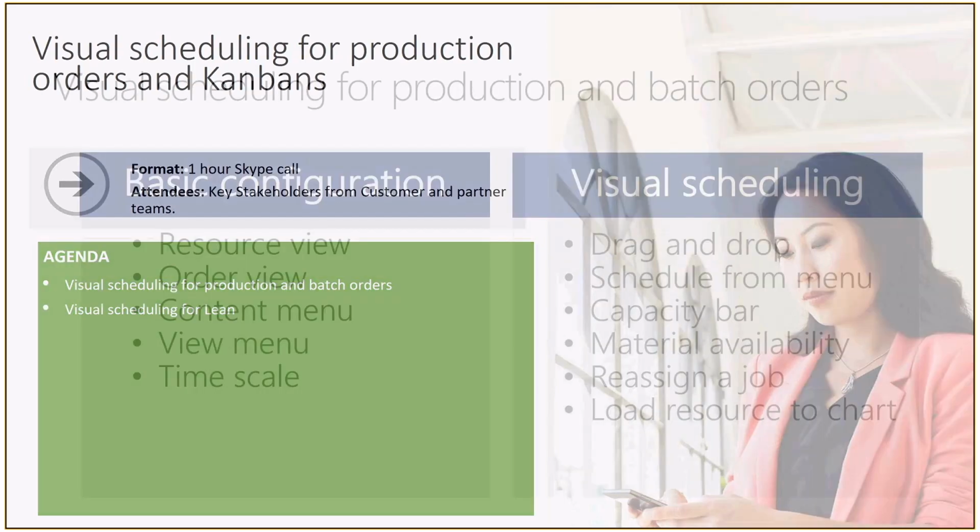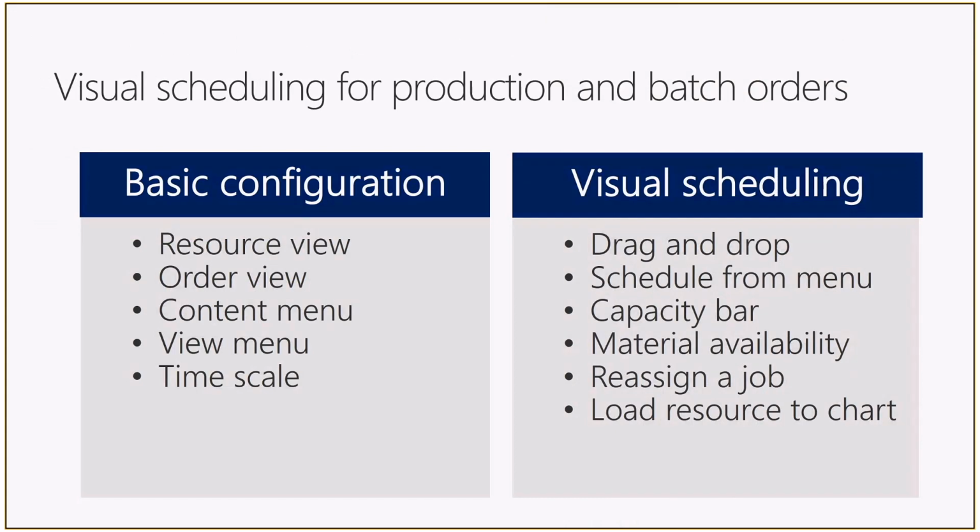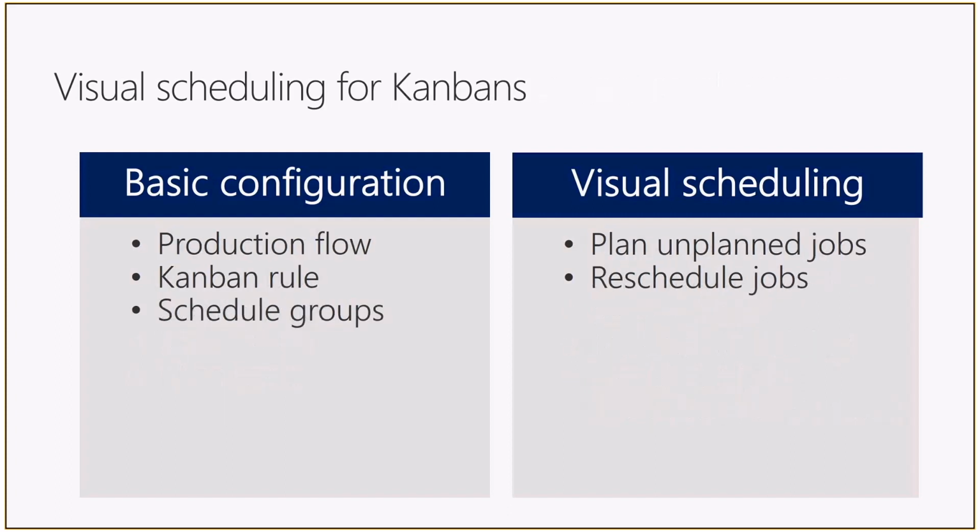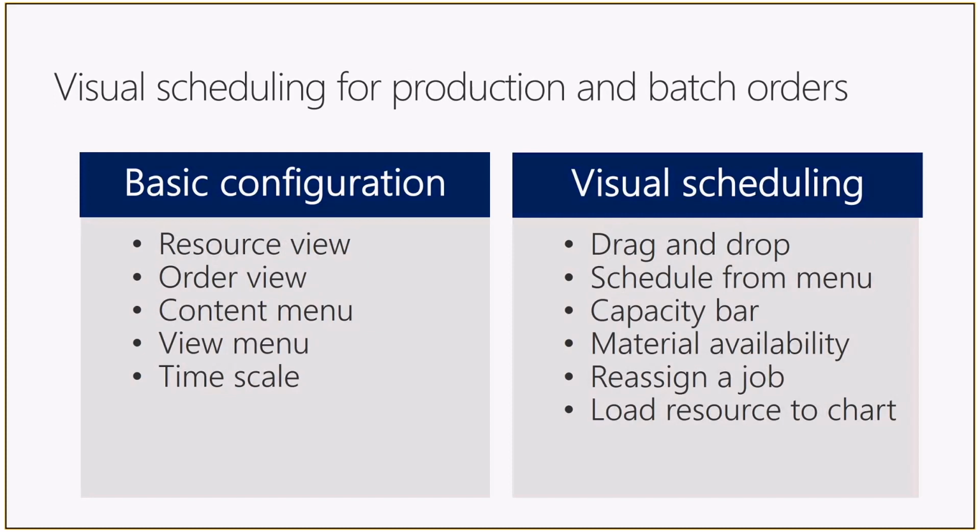Looking at the first topic, visual scheduling for production and batch orders. First, I'll go through a basic configuration of the Gantt chart. In the basic configuration part, I will look at the resource view and the order view. These are two basic views that you can use. Then we're going to talk about the content menu, where you can configure which kind of data you want to see in the Gantt chart. Then we're going to look at the views menu, where you can set up configuration for the resource and the order view. We're also going to talk about how to adjust the time scale in the Gantt chart.